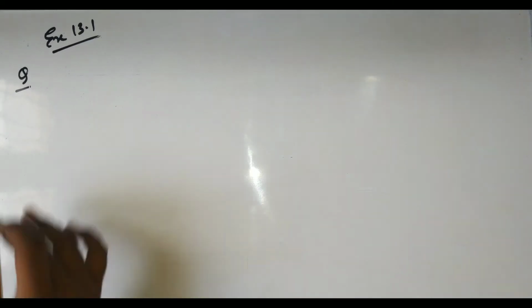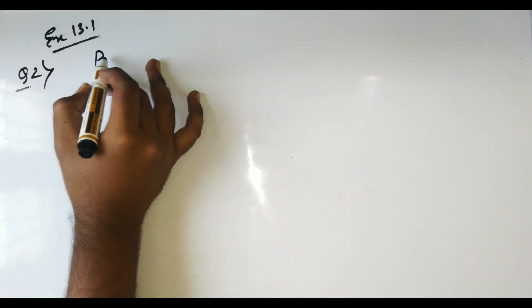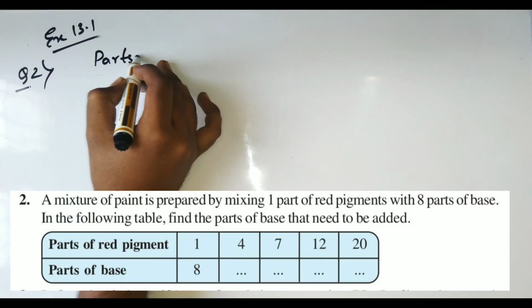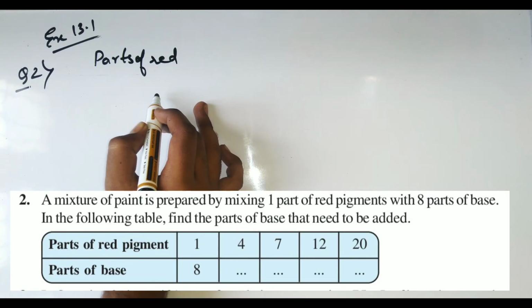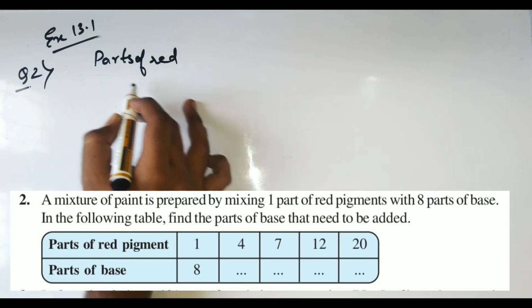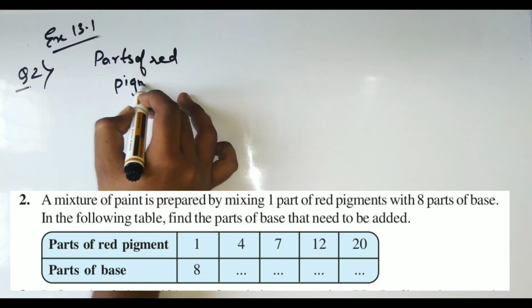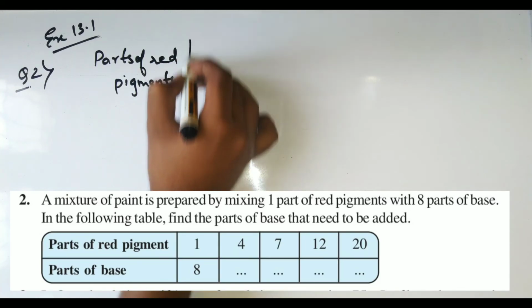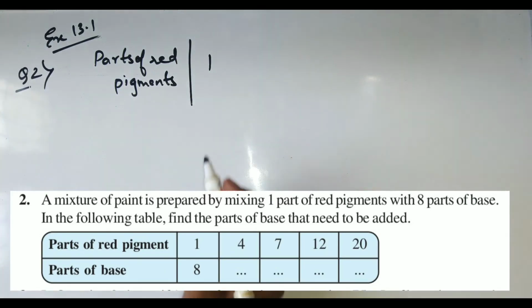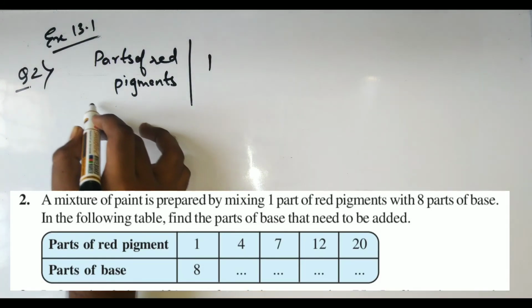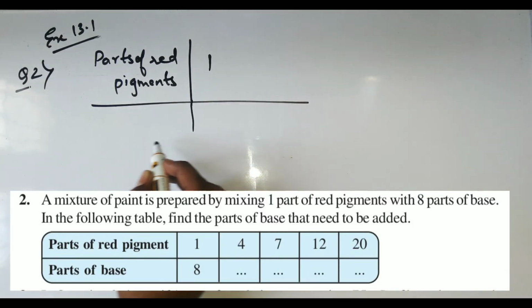So moving on to the second question, the question will be appearing on the screen, but still I'll write it off. It is given that a mixture of paint is prepared by mixing one part of red pigments with 8 parts of the base. In the following table, find the parts of base needed. So you have to fill this whole table.